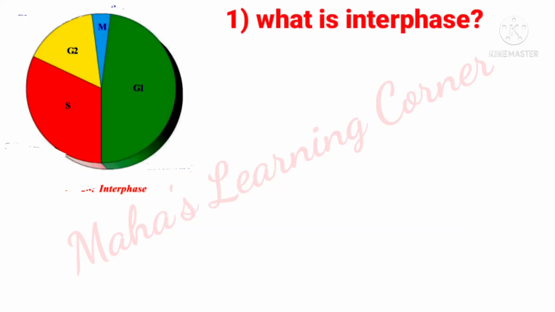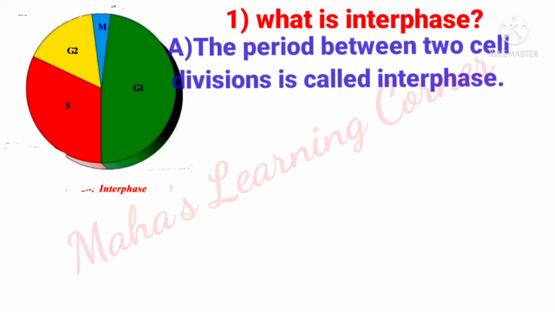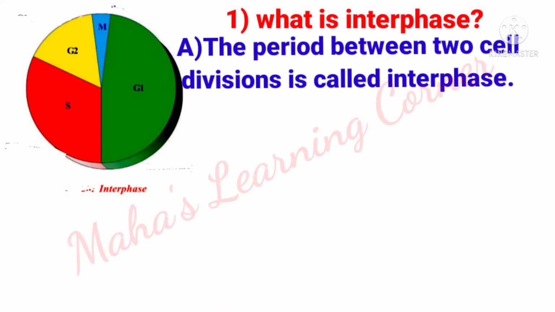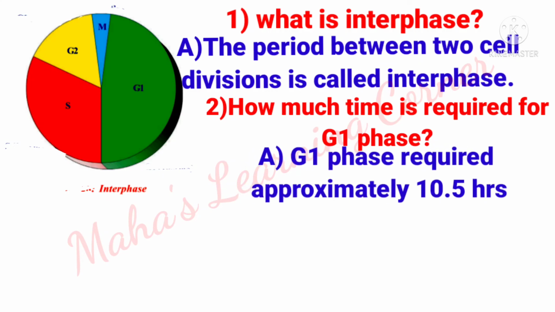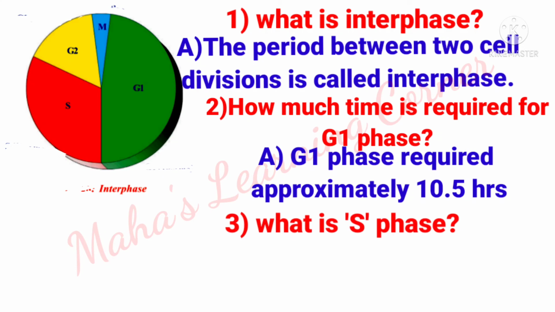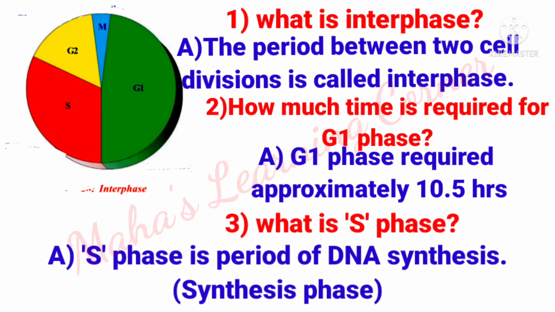What is interphase? Correct answer. The period between two cell divisions is called interphase. Next, how much time required for G1 phase? Correct answer. G1 phase required approximately 10.5 hours. Next, what is S phase? S phase is period of DNA synthesis, that is synthesis phase.